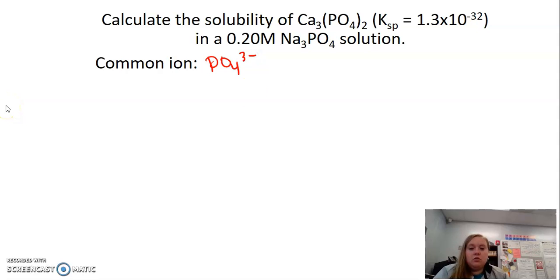So we're going to first write the dissociation reaction for the compound that we're actually looking at, which happens to be calcium phosphate.